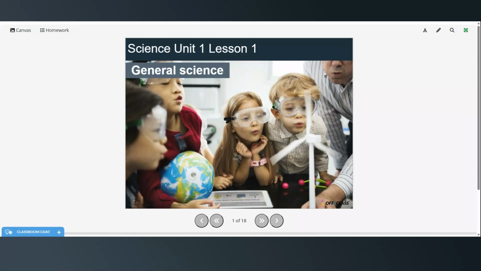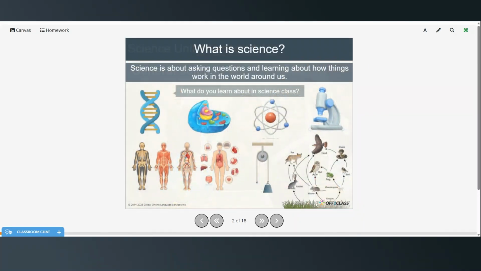This is a B1 level science lesson, and today we're just going to be talking about general science. So what is science? Science is about asking questions and learning about how things work in the world around us. Can you think of some of the things that you might learn in a science class? Here are some examples.